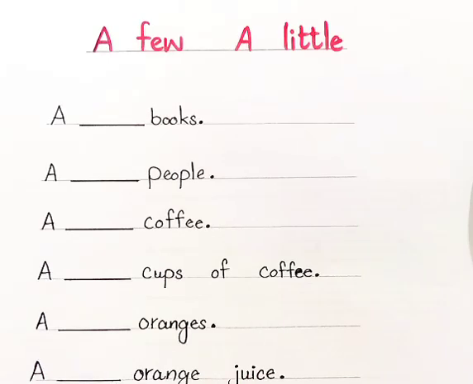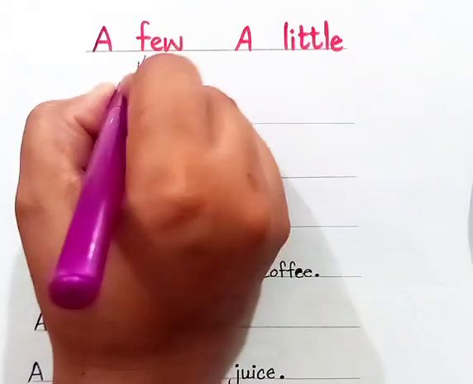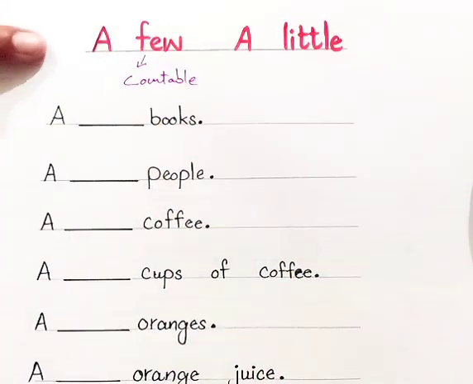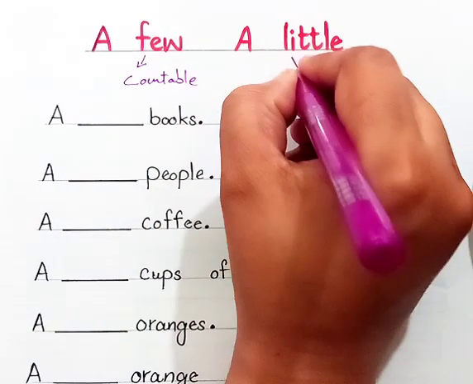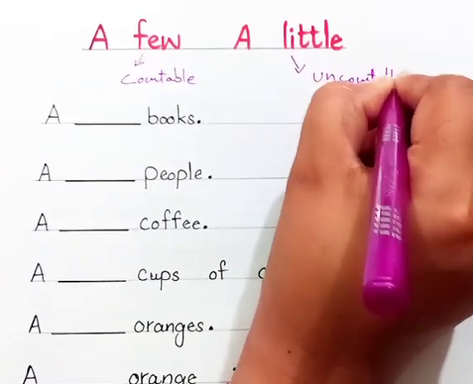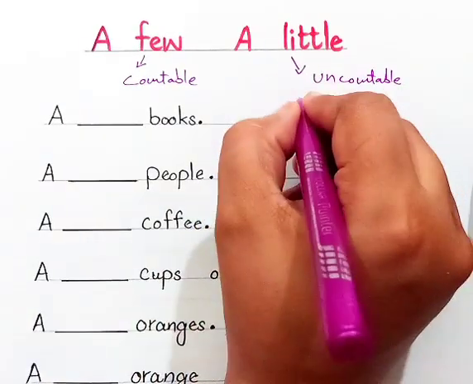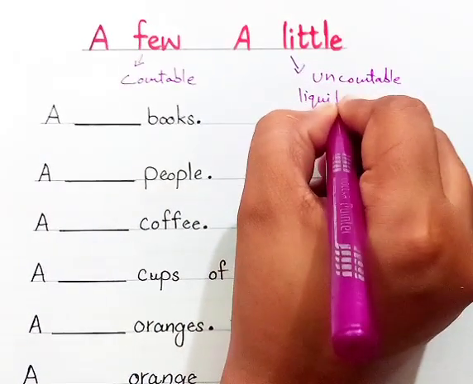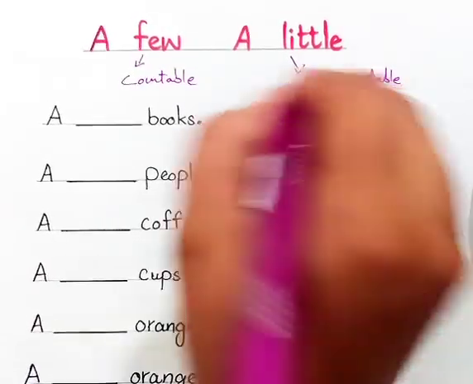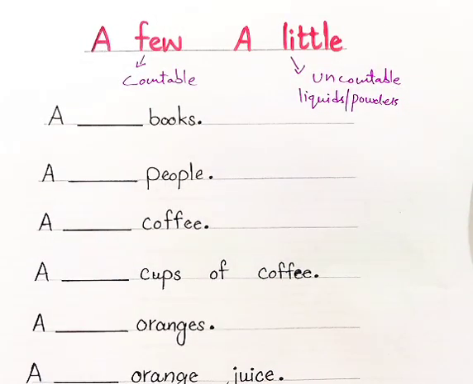In this video we're going to learn the difference between a few and a little. A few is used with countable nouns. The word a few is used for countable nouns and a little is used for uncountable nouns, for example liquids or powders, etc. So we have examples regarding this.